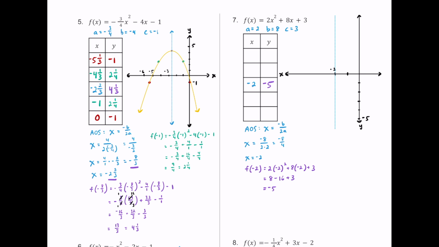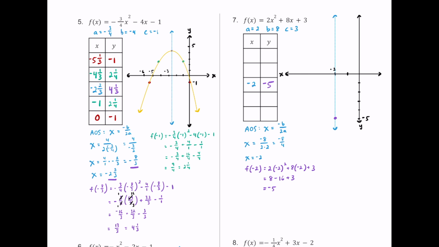I think that's a little bit better. And so here is our AOS. And then we're going to go ahead and plot this -5 on there. So right about there should be our vertex. Okay, let's go ahead and see if we can find out some other values here.